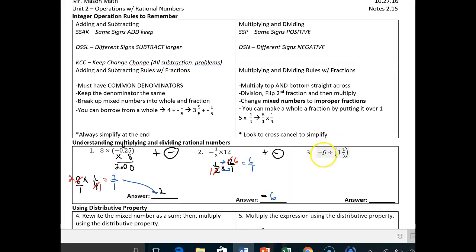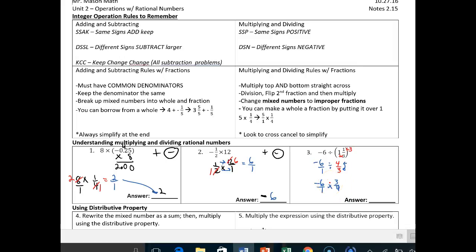All right, and number 3. The first thing I want to do with negative 6 is say, all right, negative 6 over 1 divided by, and then remember, I want to change this mixed number into an improper fraction. So 1 times 3 plus 3, so this is 4/3. Notice how my division sign is still there. Now I want to flip it, so keep it negative 6 over 1 times 3 over 4. I found the reciprocal of 4/3, right? So I kept the division sign, I changed my mixed number to an improper fraction, then I flipped it and changed it to multiplication. Now I can cross cancel.